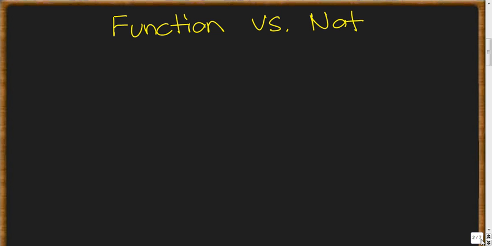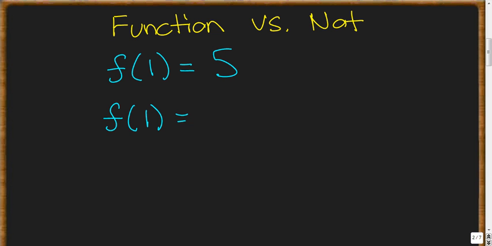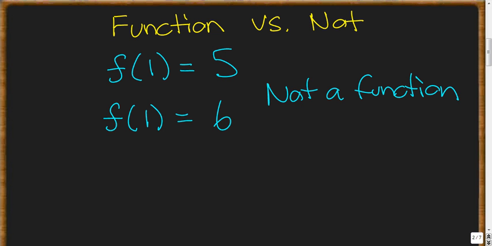So if we look at what is a function and what is not a function, a function is anything where you have only one output per input. So, for example, if I did f of 1, and let's say I got out a number 5, if I was ever able to plug 1 in again and get 6, then it's not a function. It would always have to be 5 in order for it to be a function. I cannot have multiple outputs for the same input.